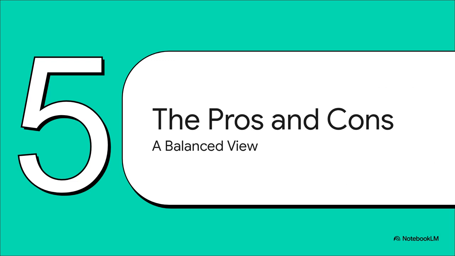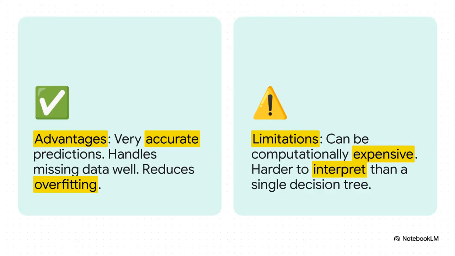Now, as powerful as this algorithm is, it's not a magic wand. Nothing is, right? It's always super important to understand the trade-offs, so let's get a balanced view of where random forest shines and where it has its limits. So on the plus side, you get crazy good accuracy. It's great with messy data, and it's really robust against overfitting. The main downsides? Well, because you're building maybe hundreds or even thousands of trees, it can be slow. It can take a lot of computational horsepower. And while a single decision tree is pretty easy to look at and understand, a whole forest of them is kind of like a black box. It's much, much harder to pinpoint exactly why it made the decision it did.